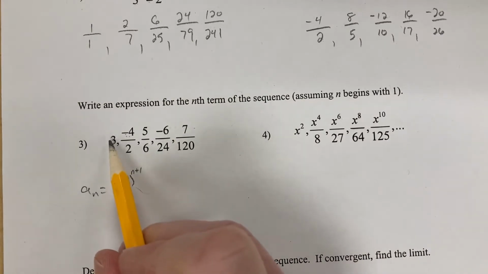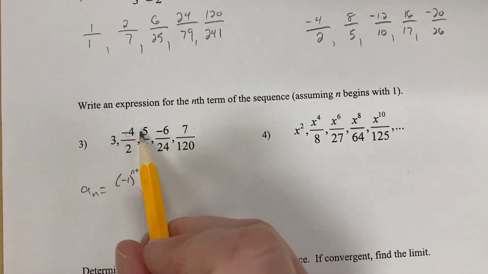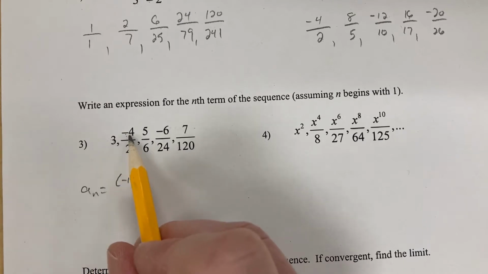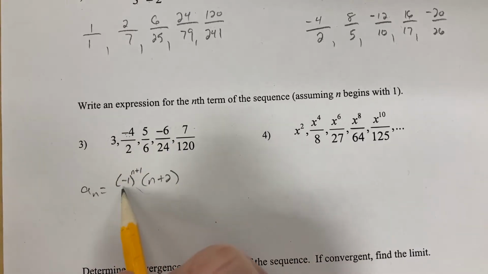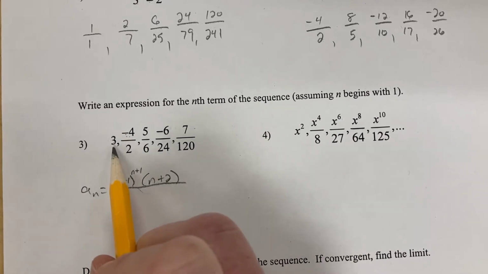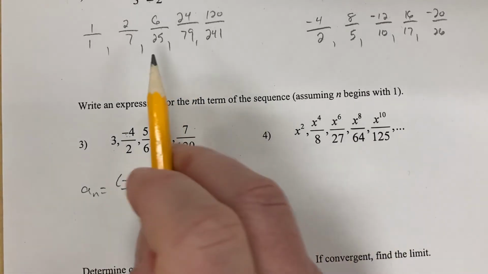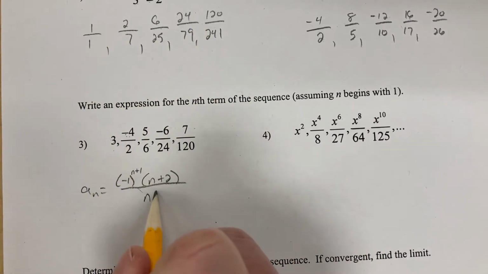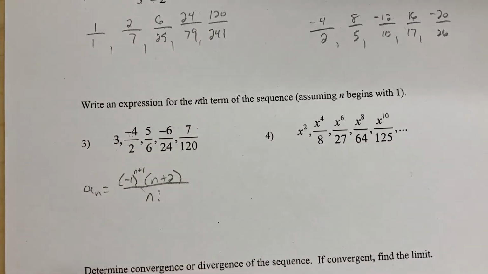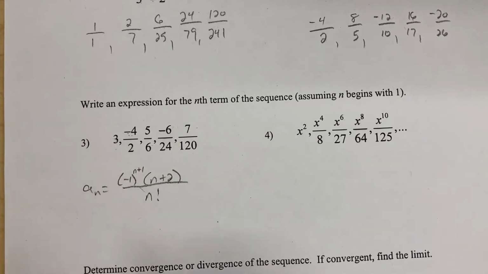Then you notice that the top is just going up by 1, so it's always 2 more than whatever n value you're at. So this is going to be n plus 2 for the top part. And then the bottom, this 1, 2, 6, 24, 120, we saw that earlier on number 1. That's just n factorial. So we want to start recognizing that and be able to write that out.